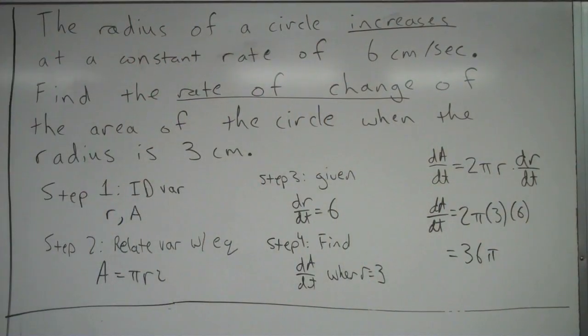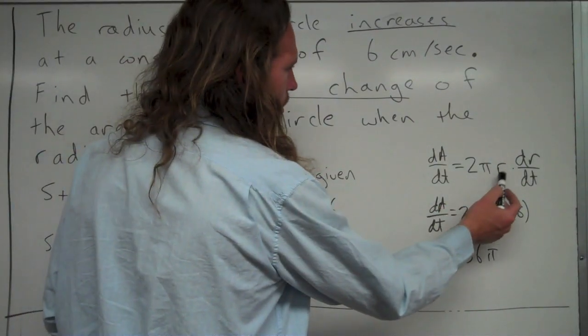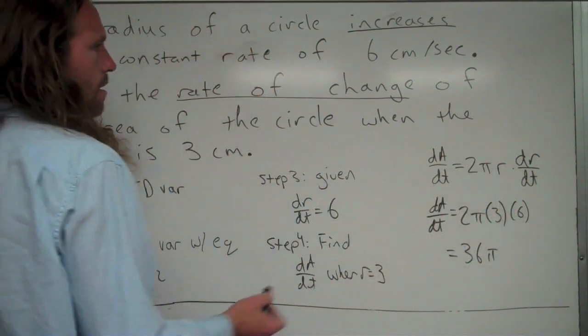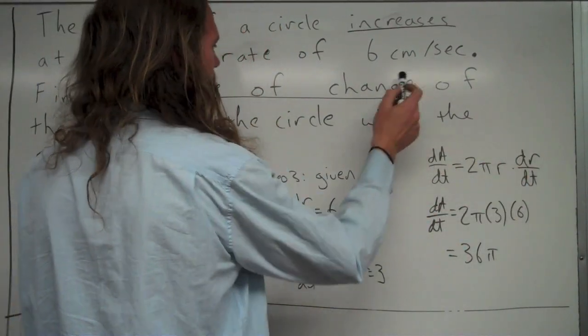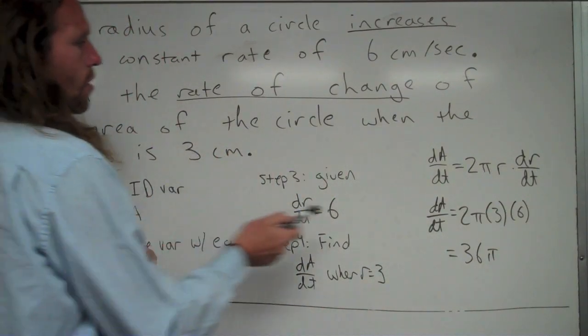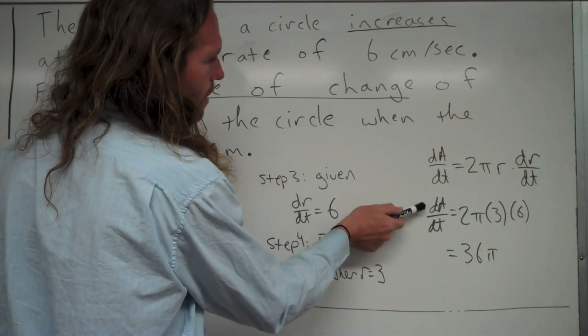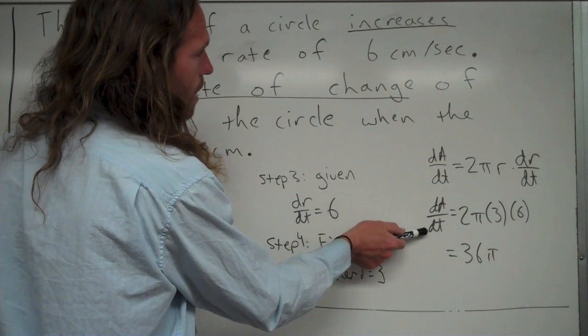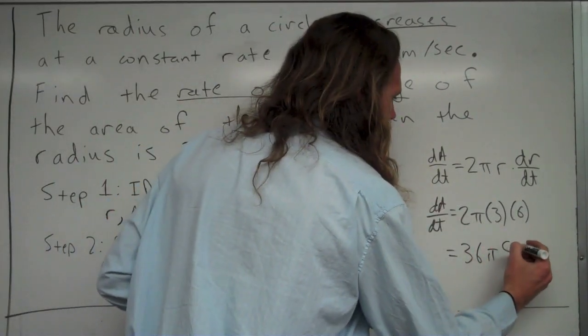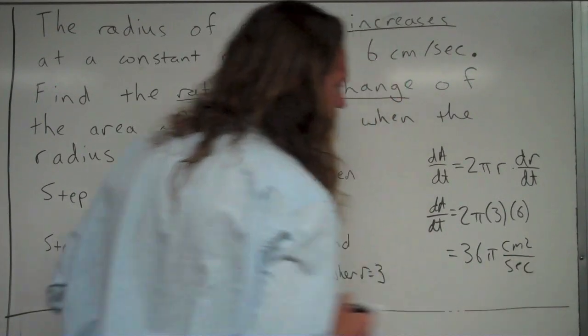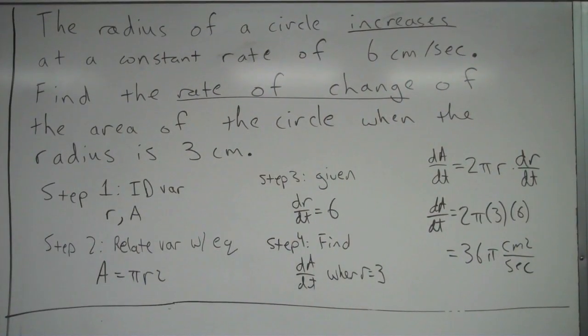Alright, now I should just note what the units are, just in case this is a free response and you needed to put units on this. You could look at this a couple ways. You have r, which is measured in centimeters. You have dr over dt, which is measured in centimeters per second. So when you multiply those together, it's centimeters squared per second. Or you can just think, it's dA over dt. Well, area is measured in centimeters squared, time is measured in seconds, so it's going to be centimeters squared per second. So what that means is the area of our circle at that moment, when r is equal to 3, is increasing at a rate of 36 pi centimeters squared per second. And, yeah.